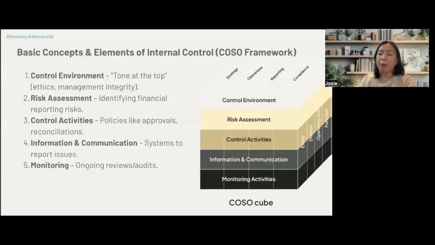So again, what's included in the COSO framework? We have the control environment. Second is the risk assessment. Third, control activities. The next one is information and communication. And the fifth one is monitoring activities.